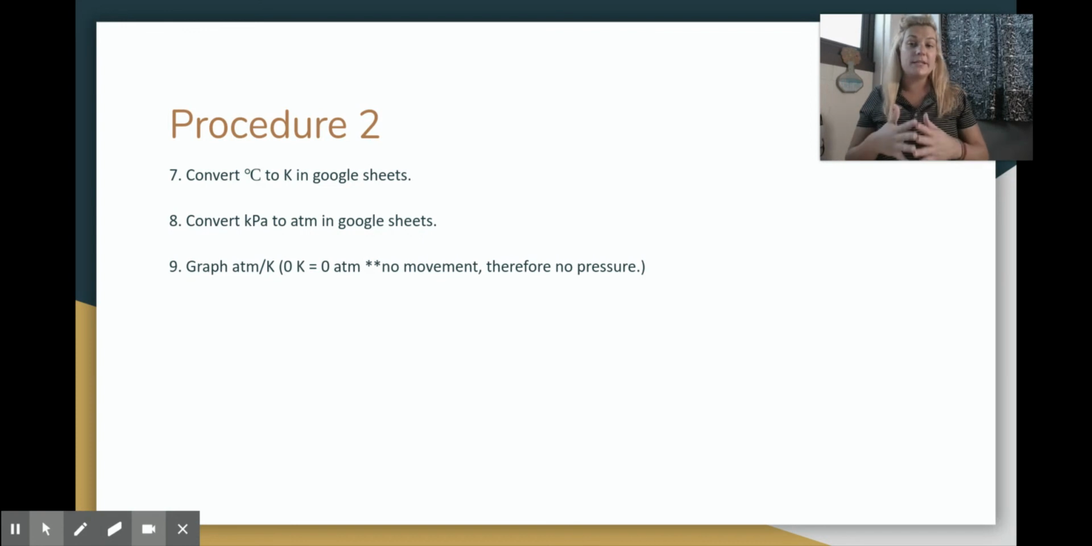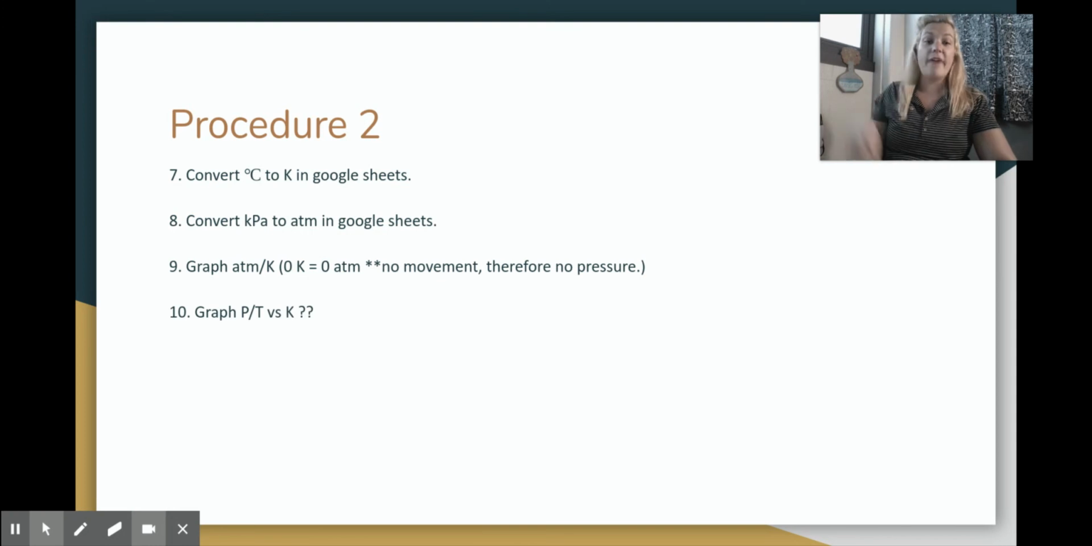And that point is going to be 0 Kelvin is equal to 0 atmospheres. Why? Because 0 Kelvin is a theoretical temperature that we haven't reached yet. But what 0 Kelvin is telling us is that there is absolutely no movement of the particles. And if the particles are not moving at all, they're not going to exert a pressure on the container. So therefore, they will have 0 atmospheres or 0 pressure. Okay? And so we're going to extrapolate our data to do that.